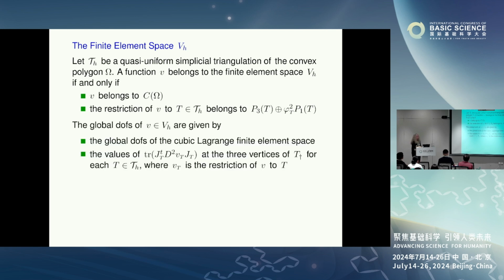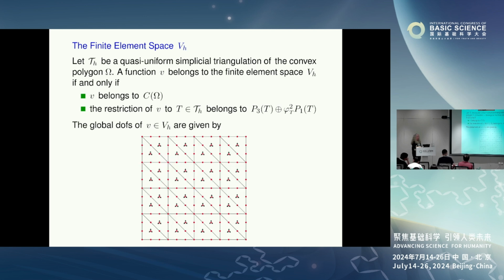The global degrees of freedom of a function of the finite element space are given by the global degrees of freedom of the cubic Lagrange finite element space, together with the values of the scaled Laplacian at the vertices of the larger triangle T dagger. So here's a picture of the global degrees of freedom. The red dots represent the degrees of freedom for the standard cubic Lagrange element. The black triangles represent the 3 extra degrees of freedom.